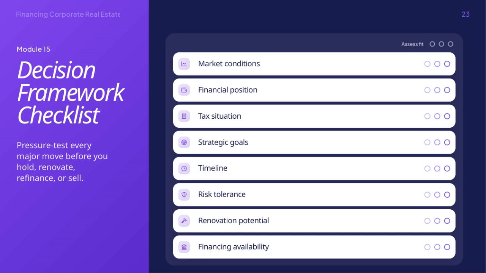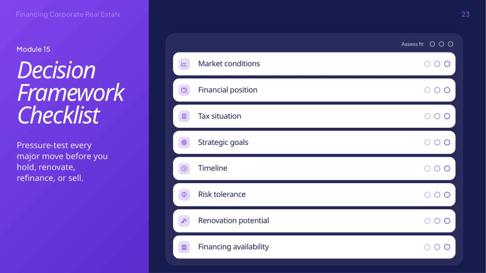The timeline matters too. Know when you need to act and how that aligns with your objectives. Additionally, consider your risk tolerance, renovation potential, and financing availability, because these elements shape the level of investment and risk you can responsibly take on.